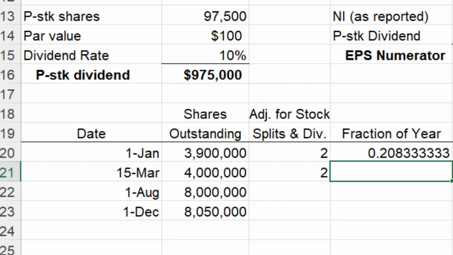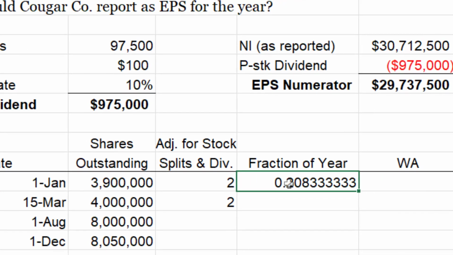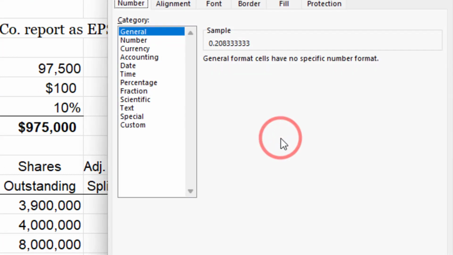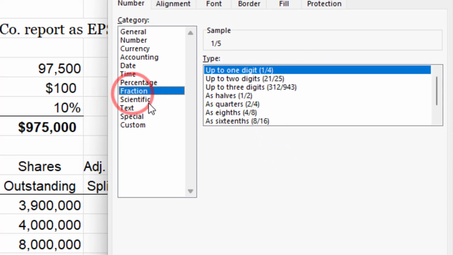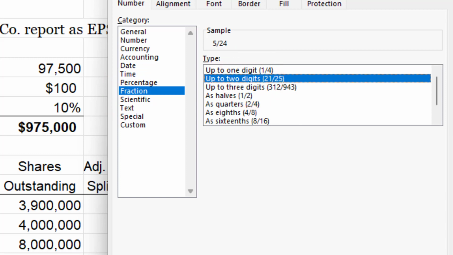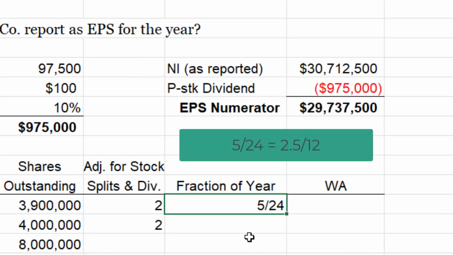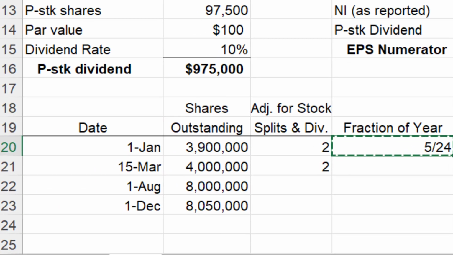And if I were writing this out, it would stay 2.5 out of 12. Excel's going to change it for me. If that doesn't bug you, fine. If you'd rather see it as a fraction, you can change that by right-clicking, going to Format Cells, clicking on Fraction, and then saying that you want it out of maybe 2 decimal places is usually the best. So this 5 out of 24 is the same as our 2.5 out of 12. And I'm going to take that format and paint it to these other 3 columns.